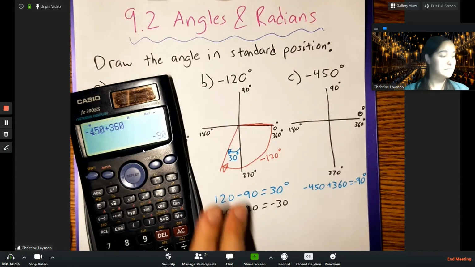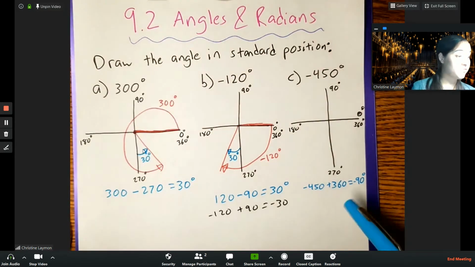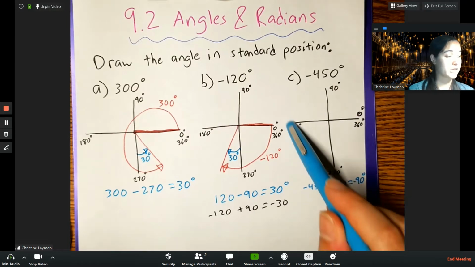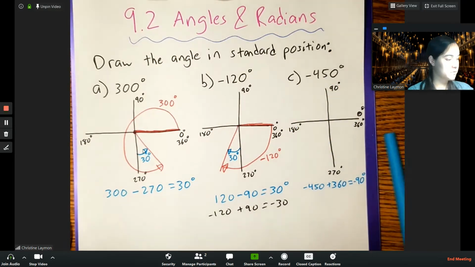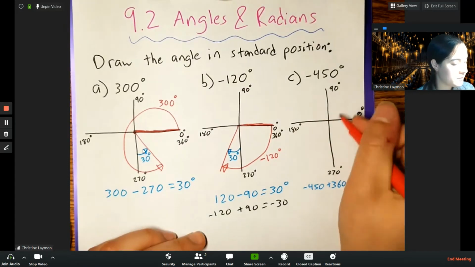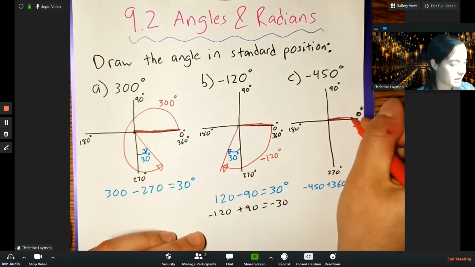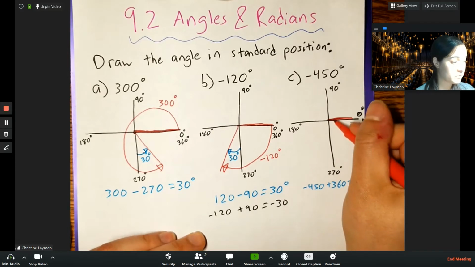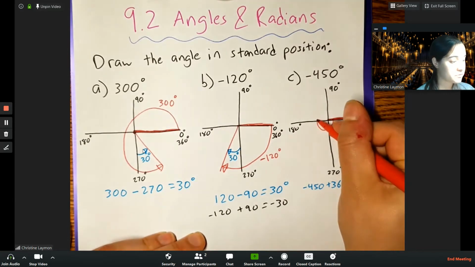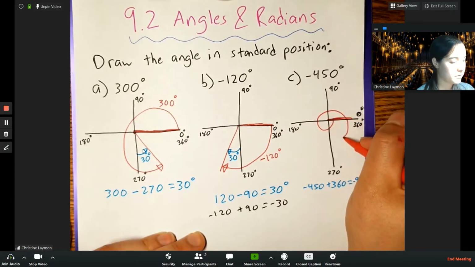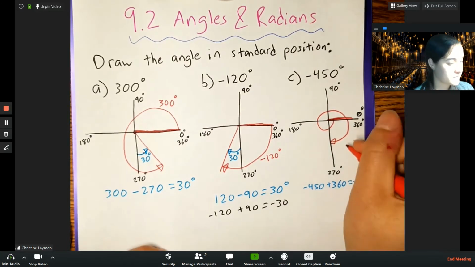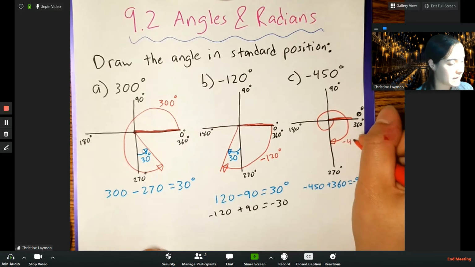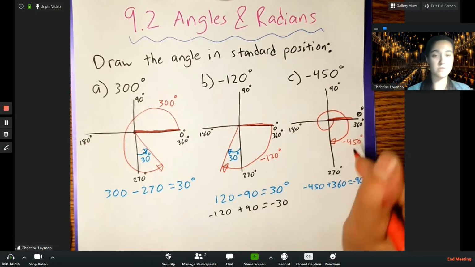So what's this telling us? It's saying that I went full circle in the clockwise direction and have enough left over to get back to here. So just go ahead and show that here. Again, here is my initial side. So I'm starting here. I am going full circle, and then I kept going until I landed right there. So that whole thing overall is communicating negative 450 degrees.